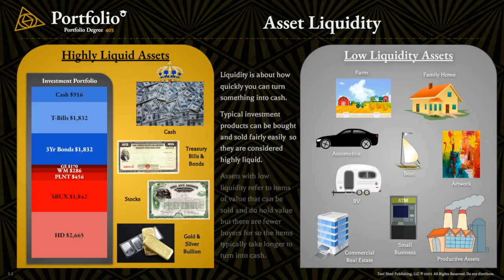Now, here are some examples of low liquid assets. This would be owning things like your family home or a farm, maybe an automobile, a boat, an RV. Of course, those things can depreciate. You might even consider artwork or certain antiquities. Now, these are all things that have value. They just take a little bit of time to find the right buyer. And as you build up your investment portfolio, some investors also have commercial real estate and will own businesses.